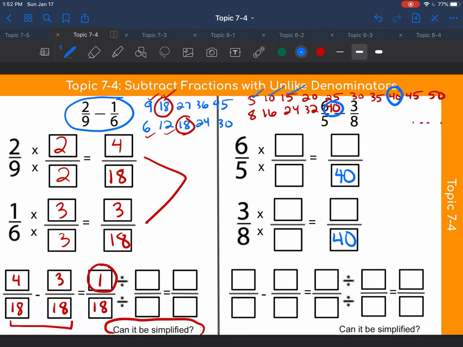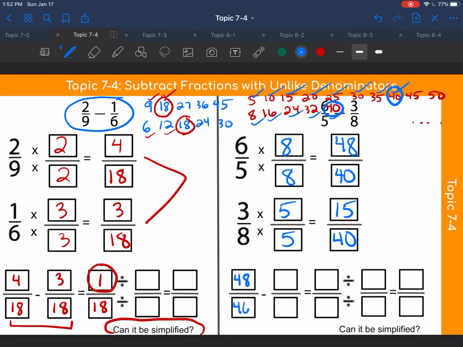5 times 8 gives you 40. Whatever you do to the bottom, you do to the top. 6 times 8 is 48. And 8 times 5 gives you 40. Whatever you do to the bottom, you do to the top, and you get 15. All right. So now we are going to subtract those fractions.